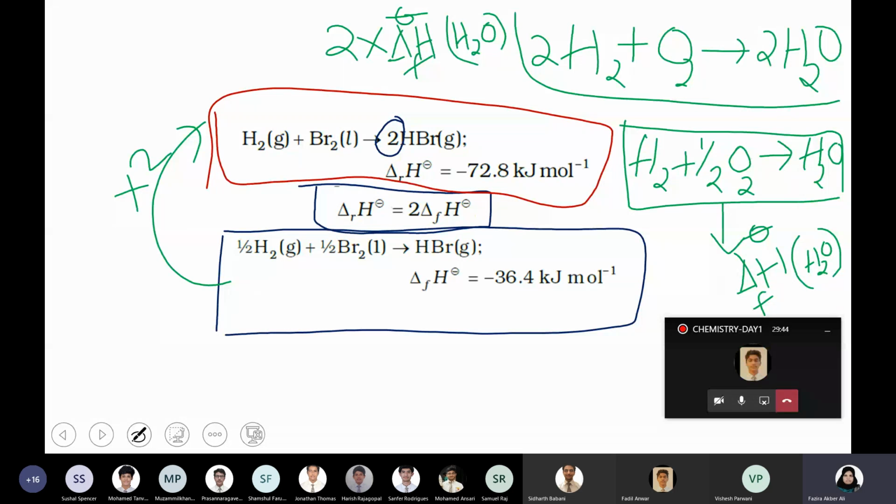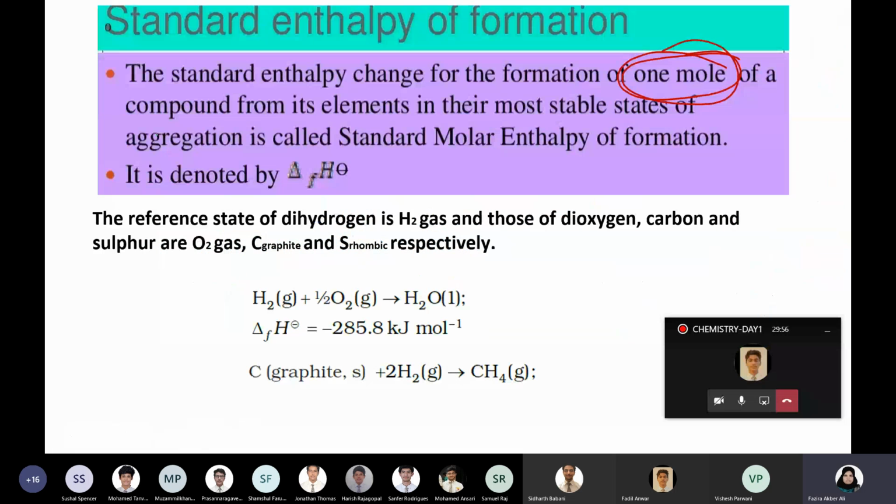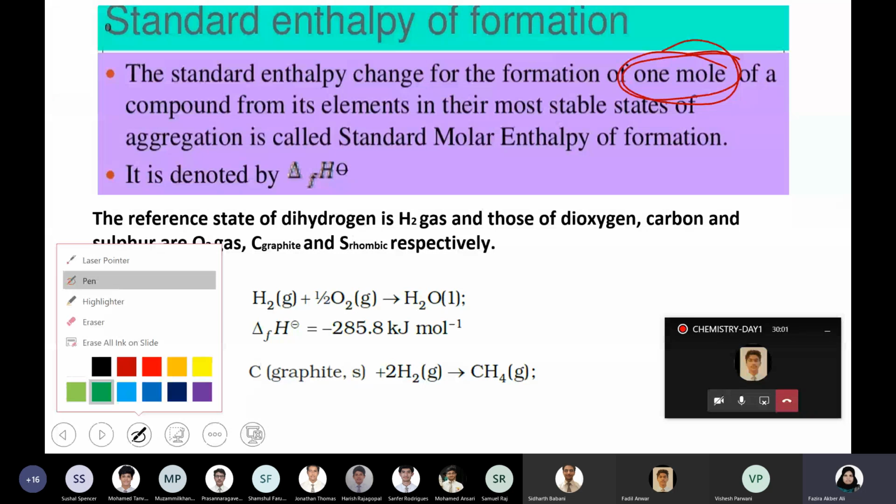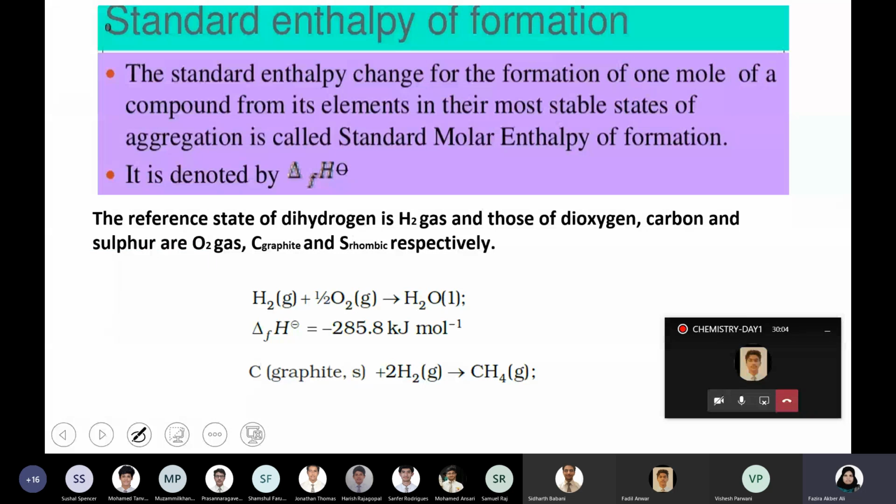Any doubt in the enthalpy of formation which we discussed? I'll just repeat what we discussed so far. It's very, very important because many other enthalpy calculations are related to it. Enthalpy of formation means formation of 1 mole of a compound from its elements in the standard state. It is denoted by delta H subscript f, where f stands for formation.